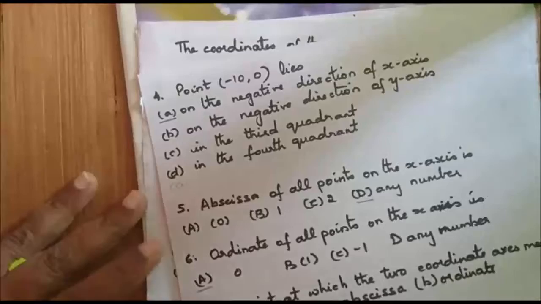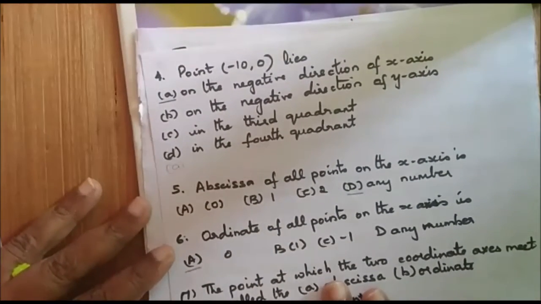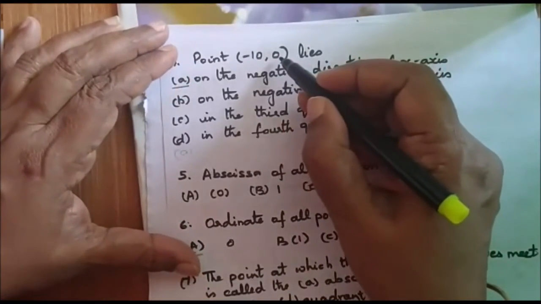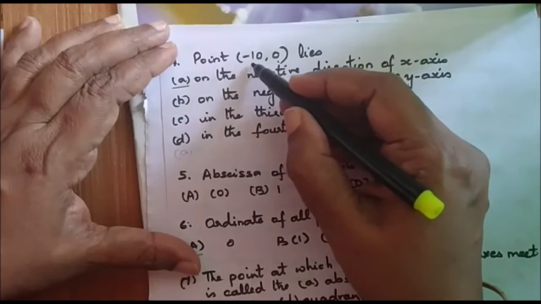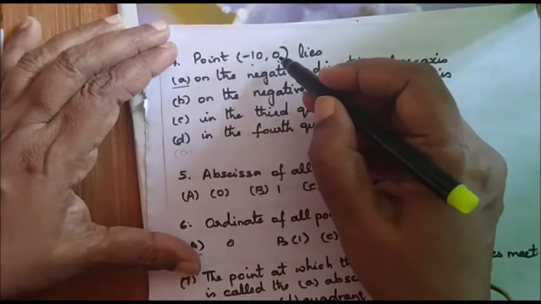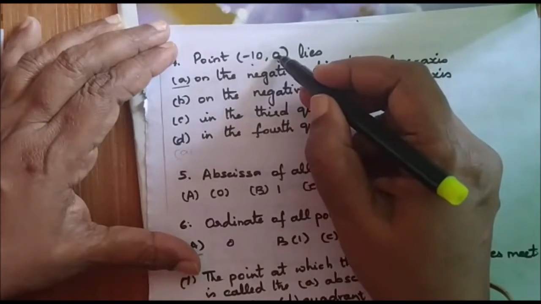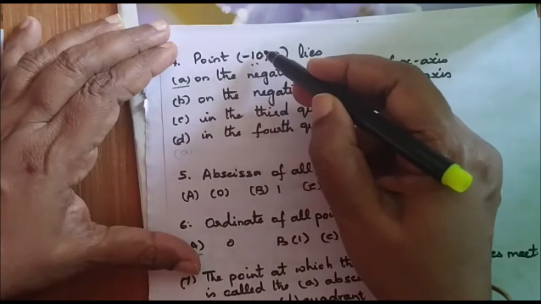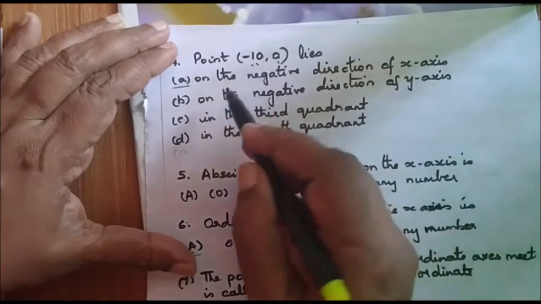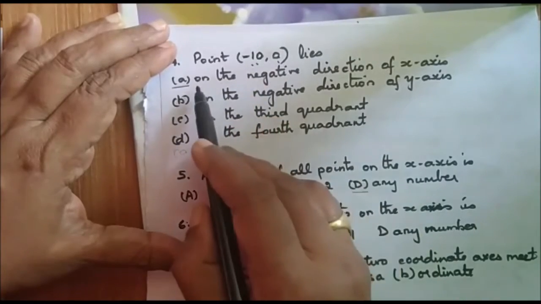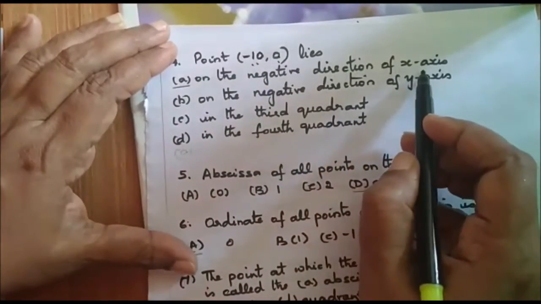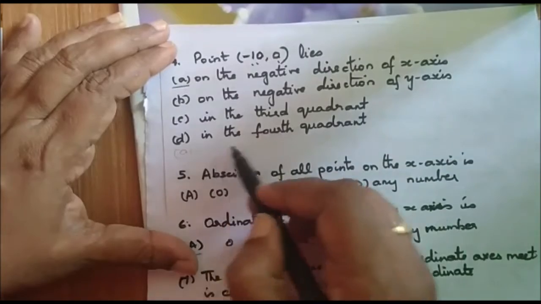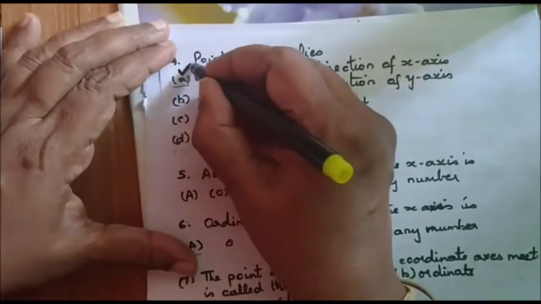Okay. Now let us see another objective type question or multiple choice question. The point minus 10 comma 0. In this case my y is 0 and x is minus 10. So where does this lie? When my y is equal to 0, it will lie on the x-axis. It is minus 10, so it will lie on the negative x-axis. So the point minus 10 comma 0 lies on the negative direction of x-axis, on the negative direction of y-axis, in the third quadrant, or in the fourth quadrant. A is the correct answer.